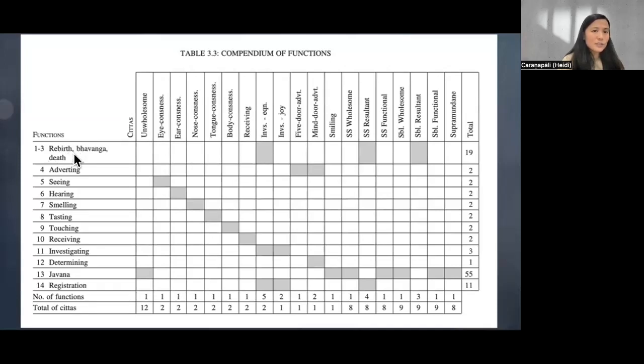These three functions can be performed by what? In this case, we can also see at a glance, either by the investigating consciousness, or the sense sphere wholesome, or the Rupavacara, Arupavacara resultant. So 19 cittas altogether can perform these three functions. And all the other types are actually the same, just a different way of looking at it: function and cittas, or cittas and functions. So until here, is it clear?